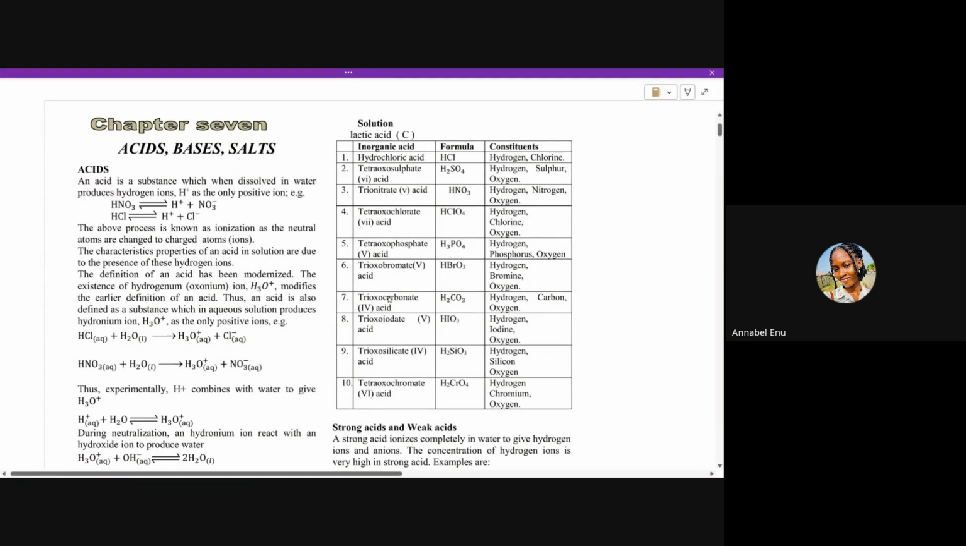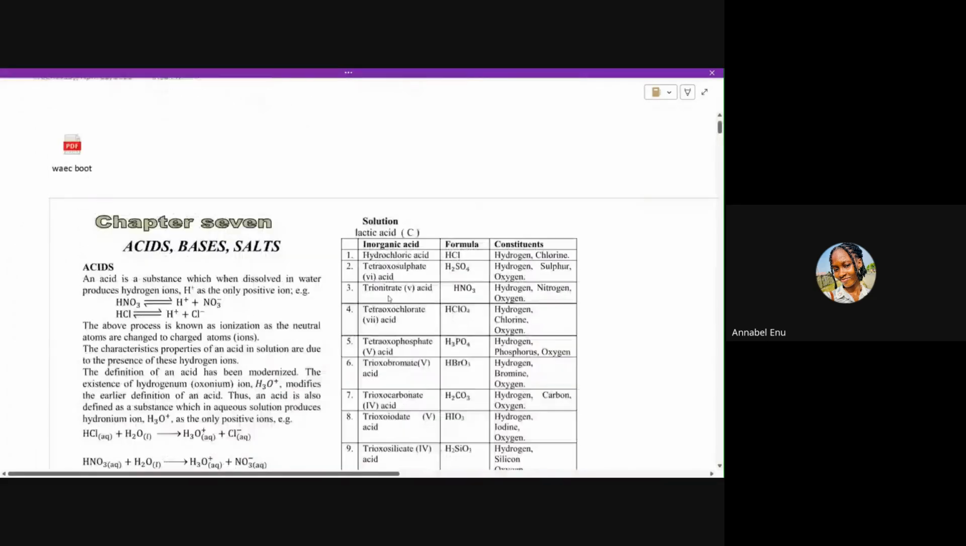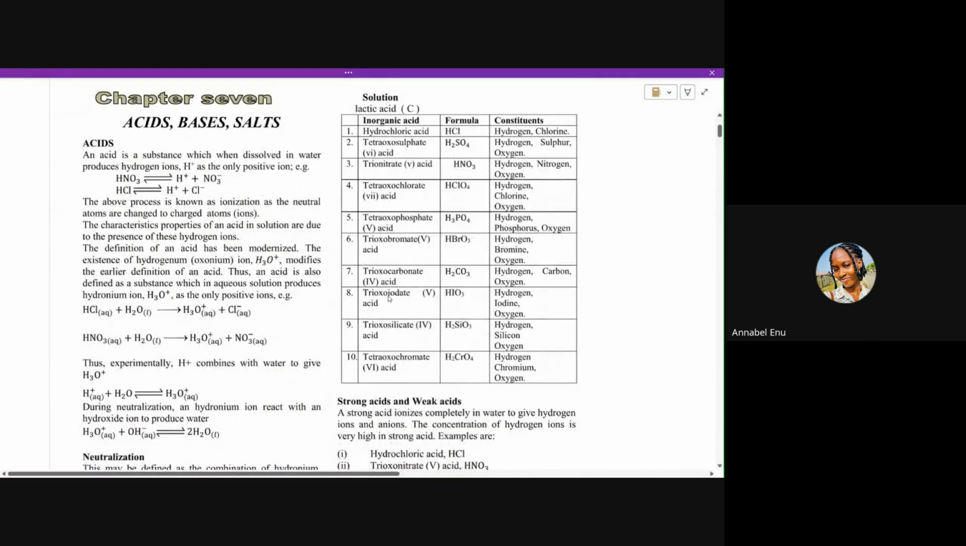Now we would be scrolling through or skipping some details. We won't be reading through all these, because I believe it's a topic you already know. Now, one of the definitions of an acid that we know is that it's a substance that will dissolve in water to give hydrogen ion as the only positive ion. So whenever a substance dissolves in water and gives off hydrogen ion as the only positive ion, it is an acid.